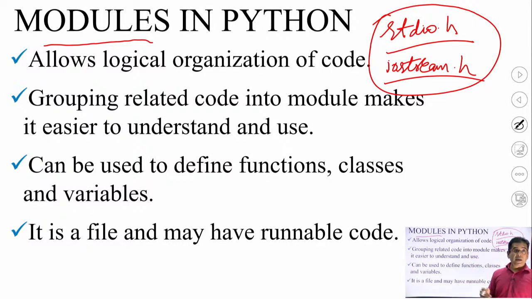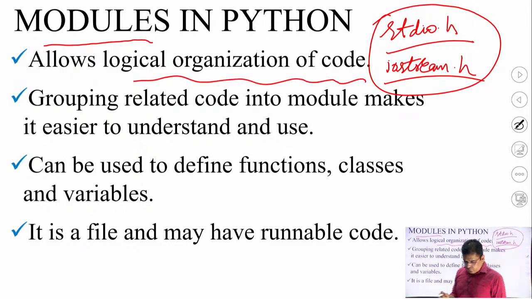Now coming to the Python part, the modules allow logical organization of code. Logical organization of code means the code or the number of source lines which are logically connected with each other, they can be combined together into a single entity.